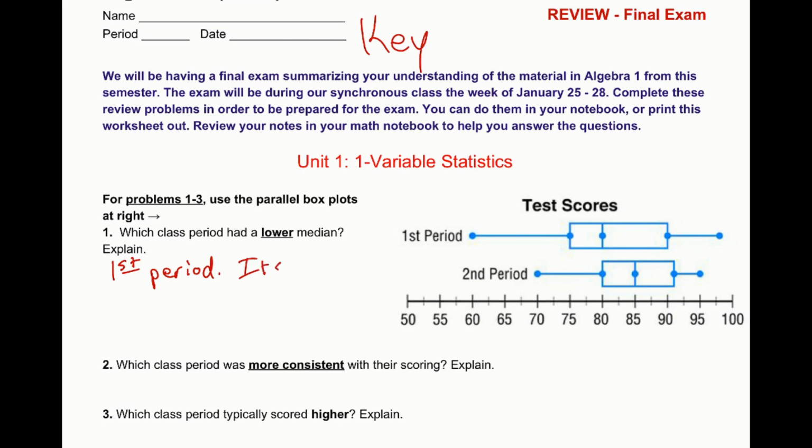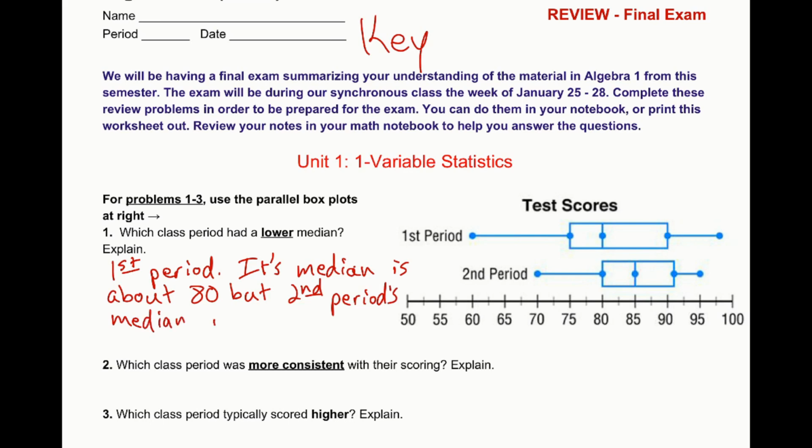Its median is about 80, but second period's median is about 85.